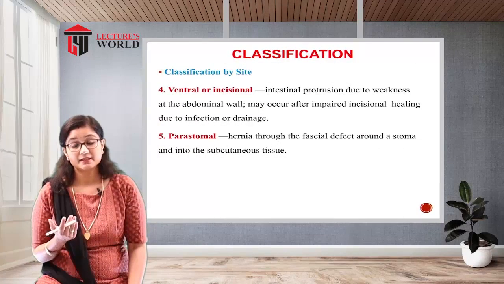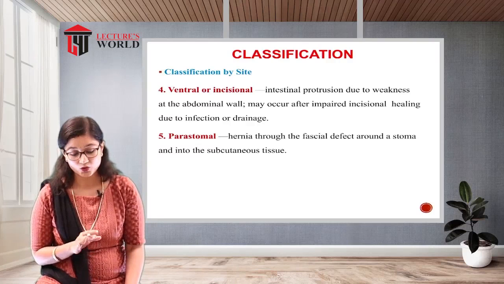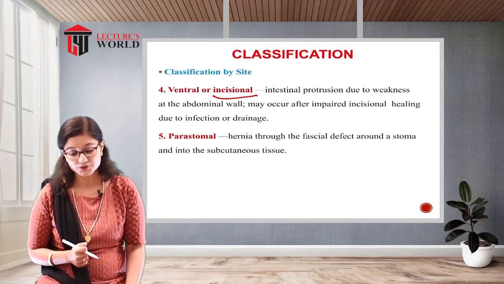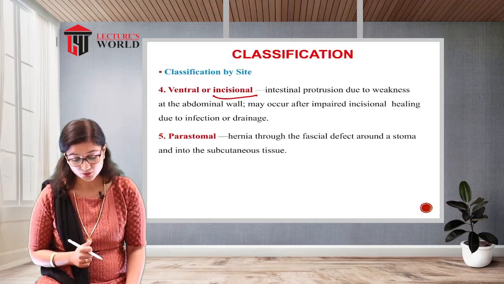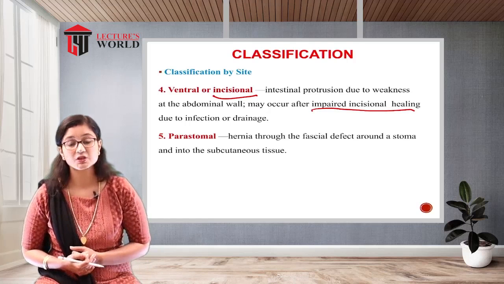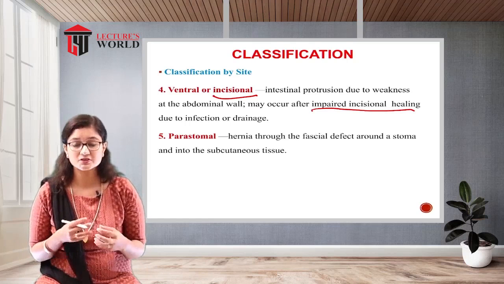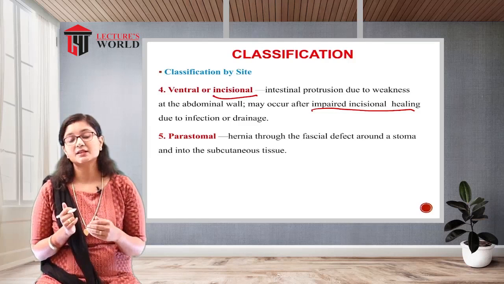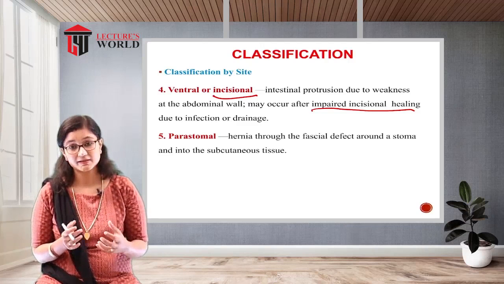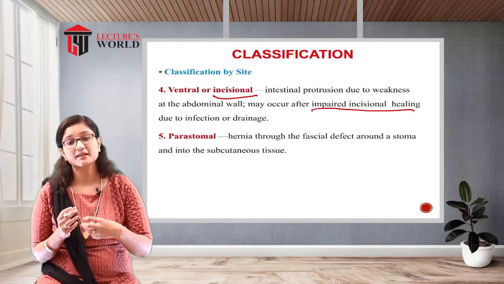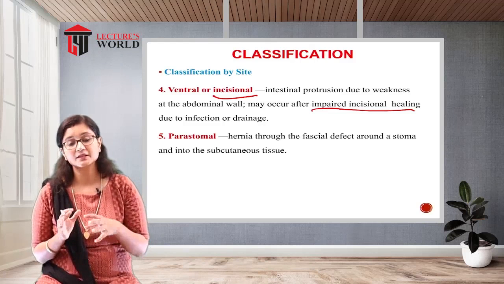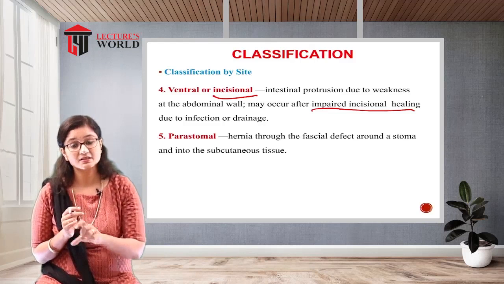Further classification by site, the fourth one is incisional, which is also called ventral. Intestinal protrusion due to weakness at the abdominal wall may occur after impaired incisional healing due to infection or drainage. That is, incisional means what? There is some incision made at the abdomen, and it is not healed properly. So there are chances that the organ can protrude out of these incisions. It's not coming out as such, but it looks like a protrusion on the incisional area.